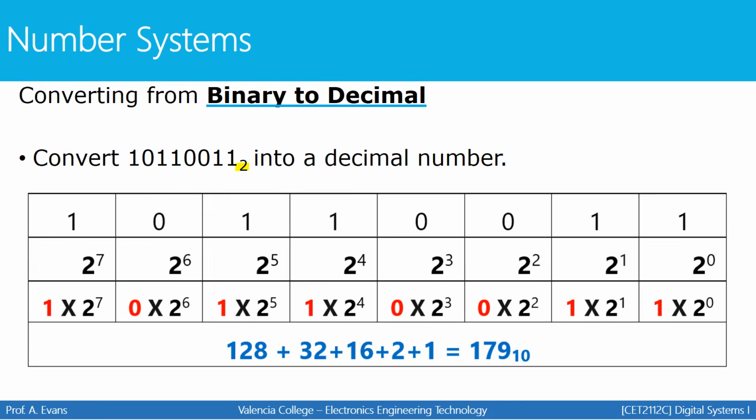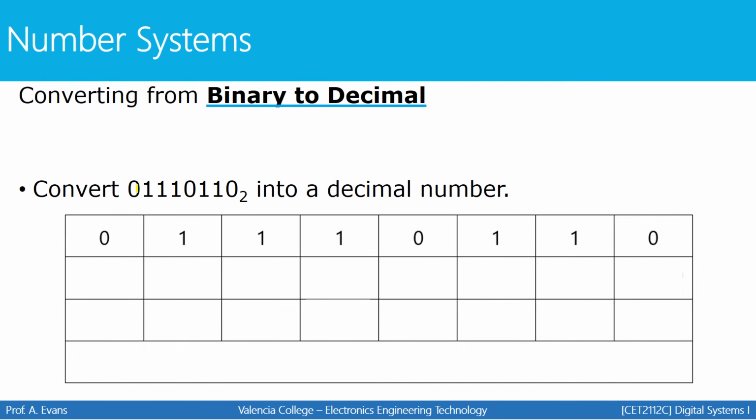So let's take a look at our next example. This time we have the number 01110110. We're going to convert it to a decimal number. Again, we're going to start with the place values table. The table is really just like a series of training wheels. As you get more comfortable with converting from one number system to the other, you won't need a table. You'll be able to look at this number and figure out what powers of 2 you need to add together. But until you get to that point, always start with the table.